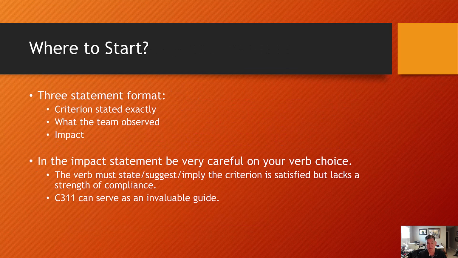Now, just like any other finding, we're going to use the three-statement format. You want to state the criteria exactly. You want to spend some time on what the team observed, and then you want to talk about the impact to the program and to the students. Okay, and again, be very, very careful.